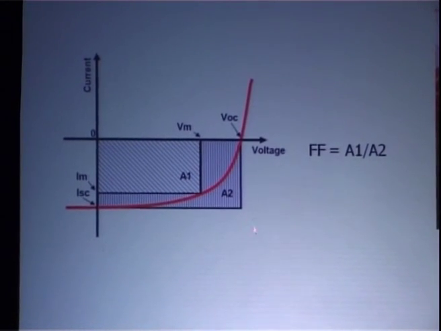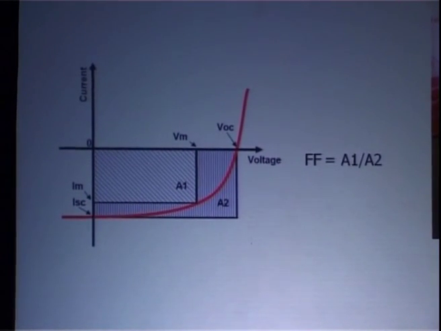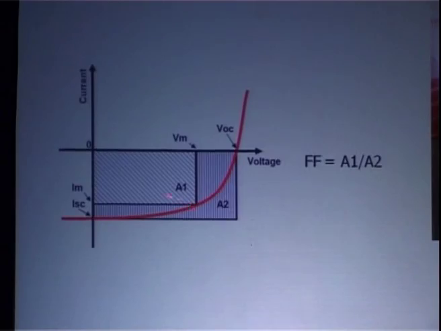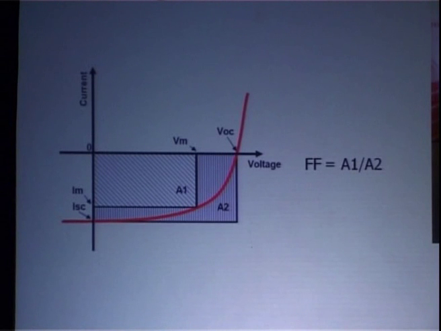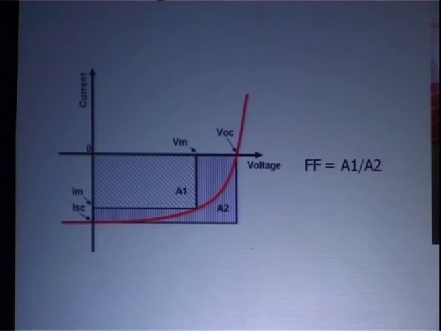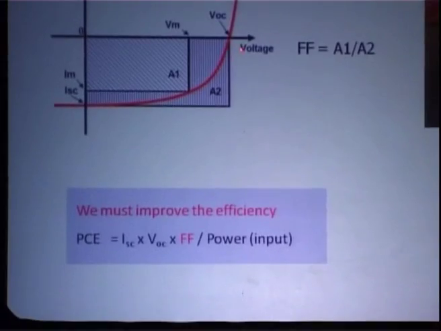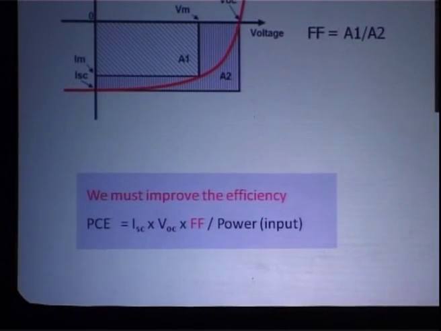The maximum power point is here, and that is like in any battery, when the external load is equal to the internal resistance. The fill factor is this area over this area, and the efficiency is just the short circuit current times the open circuit voltage times this fill factor over the incident power.